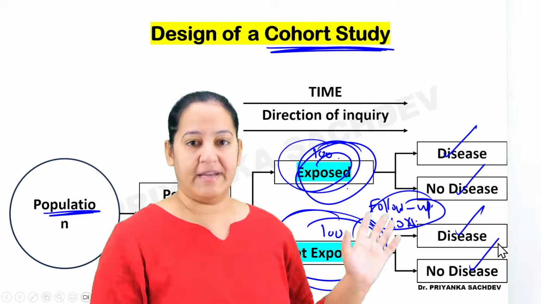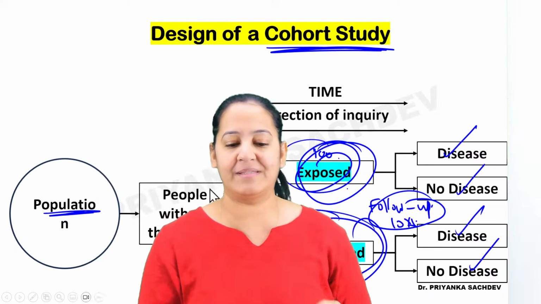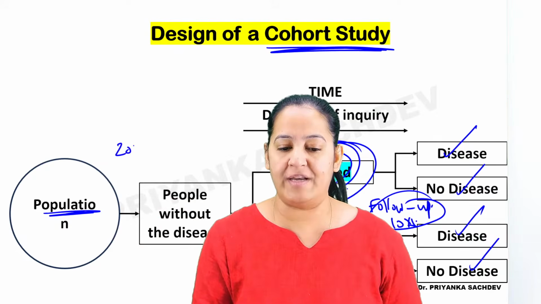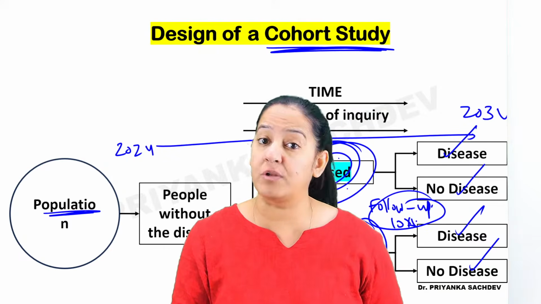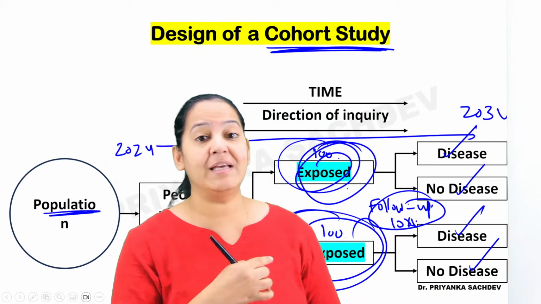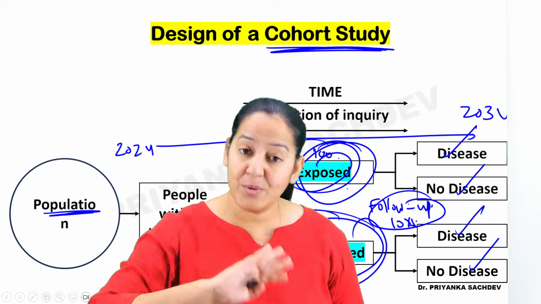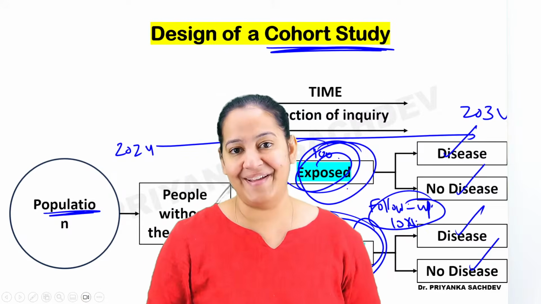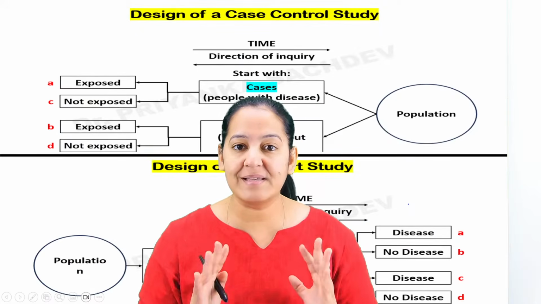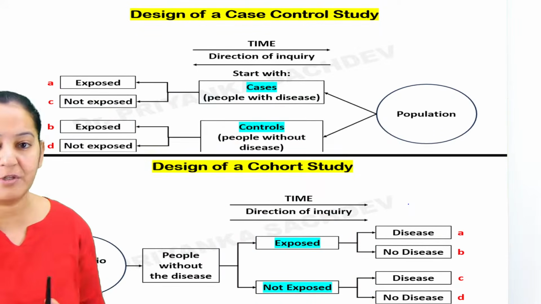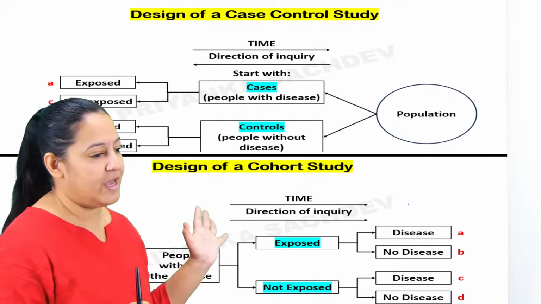So in a cohort study, I'm starting my study today, that is January 2024, and I will do the follow-up for the next 10 years. I will end my study in 2034. So that's why this study is known as a prospective study, a forward-looking study, in contrast to case control. So you have to understand the two designs. Both of them are analytic studies.